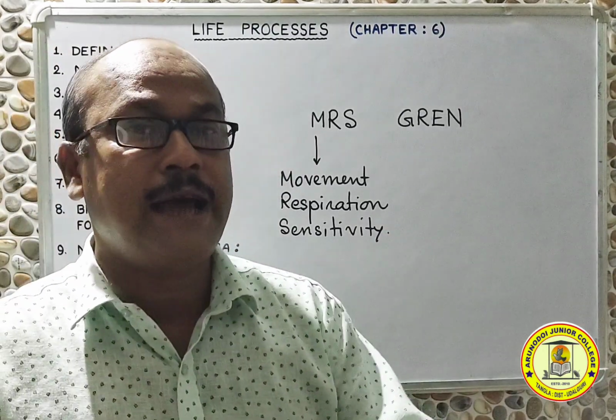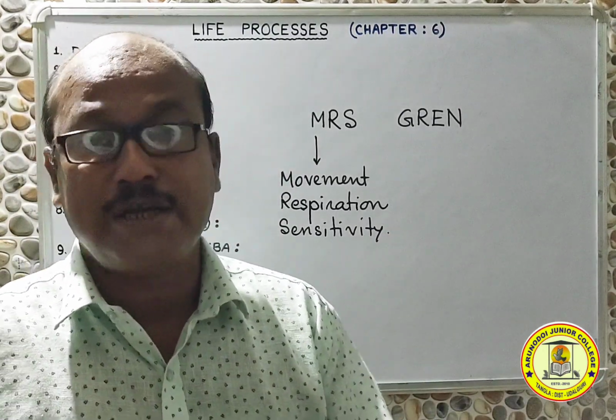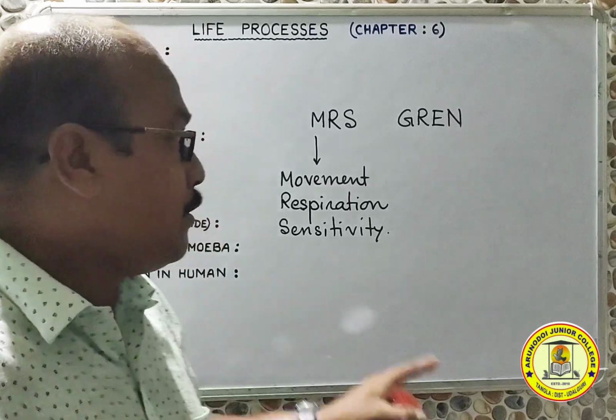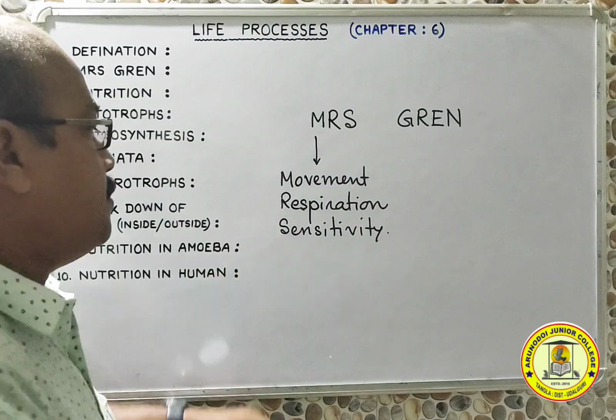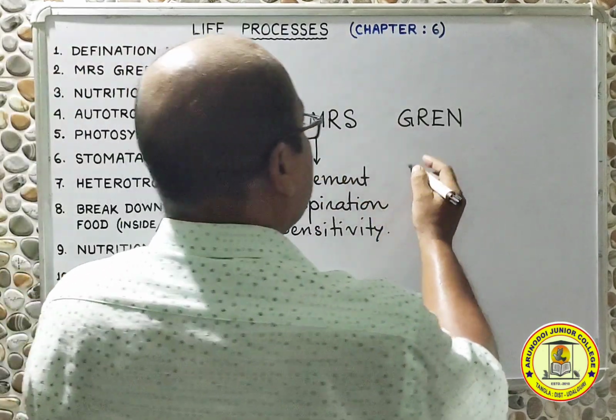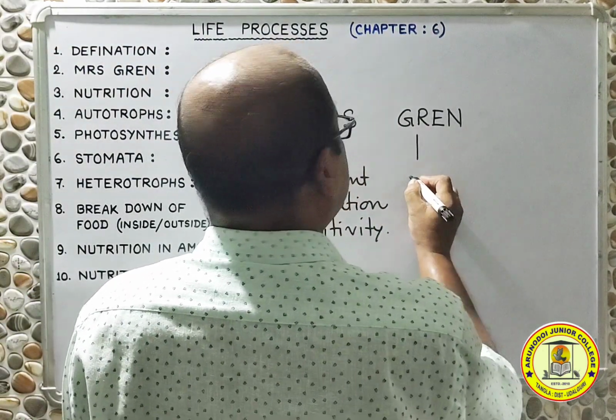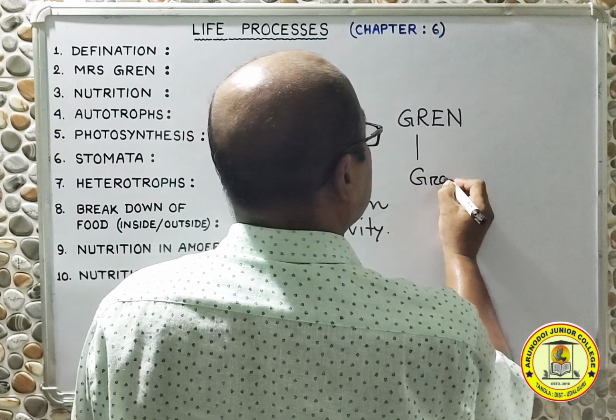Sensitivity means that they have the ability to sense. They can feel. That is another one. So movement, respiration, sensitivity make it MRS. Then we are coming to see GREN. So in GREN the first is growth.